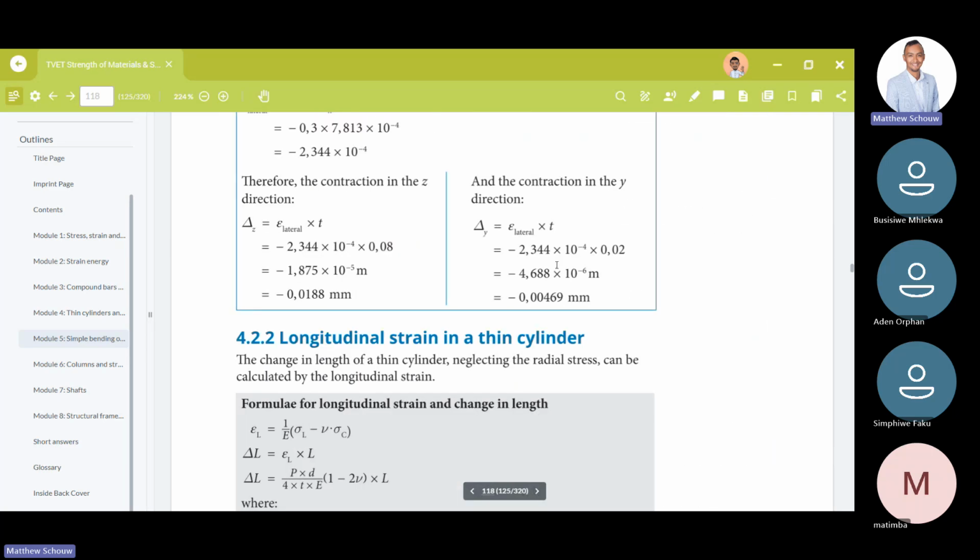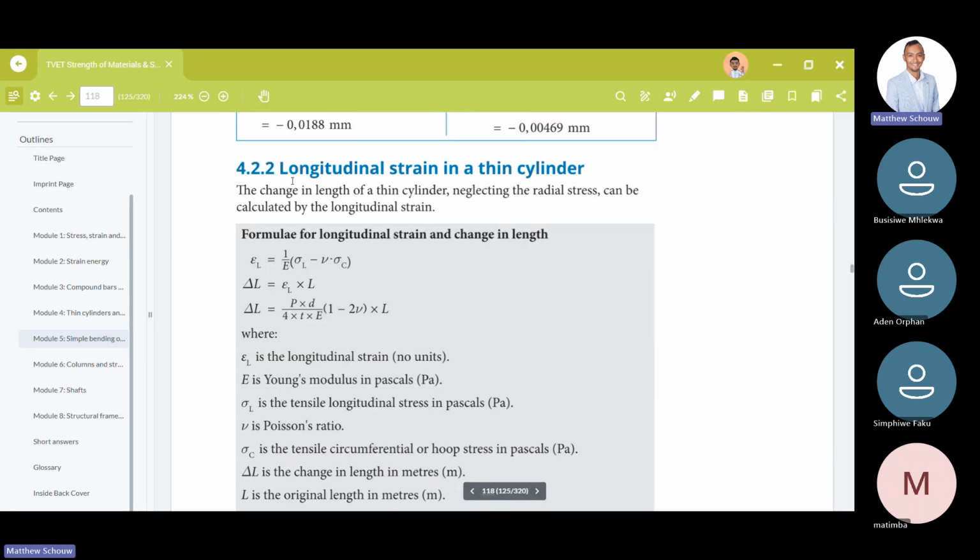But in our case, we're applying it to the following. So the longitudinal strain in the cylinder is basically equal to this formula over here. And again, they're not properly deriving these formulas for you, so you're just going to have to take it as truth.